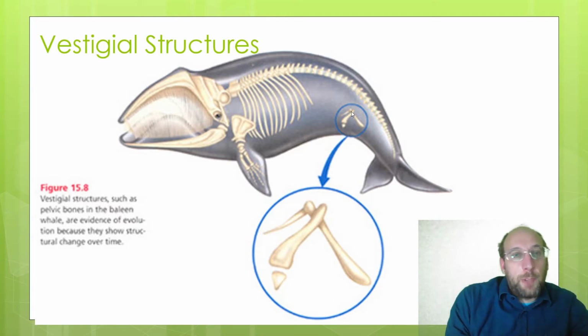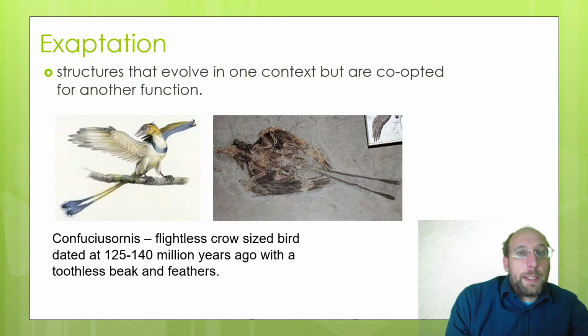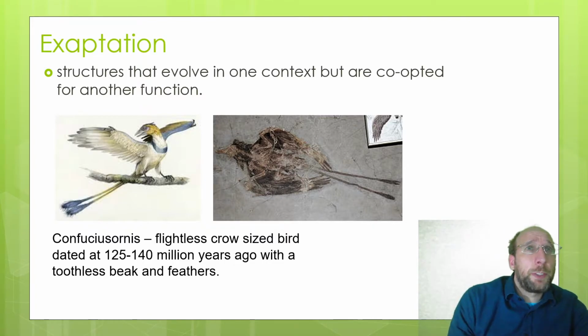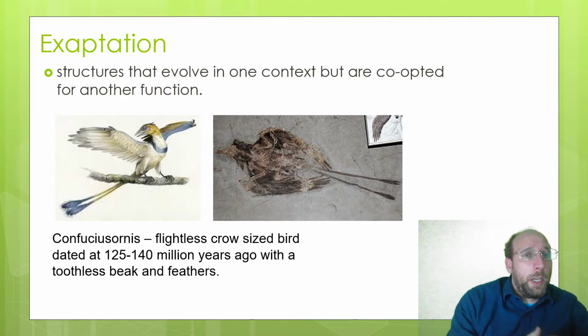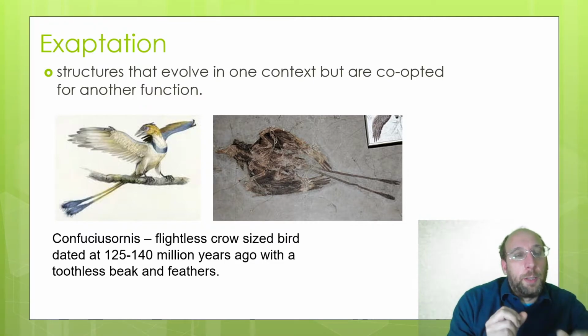Whales, after all, evolved from terrestrial mammals. An exaptation is a structure that evolves in one context but is co-opted for another function. Sometimes people confuse this with vestigial structures. An exaptation, though, is a structure that adds a new function to the original structure. So feathers originally evolved in birds, not for flight, but actually for keeping warmth. So we see feathers also in other non-flying dinosaurs that went extinct.